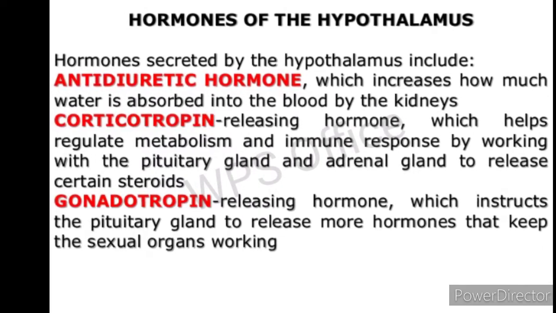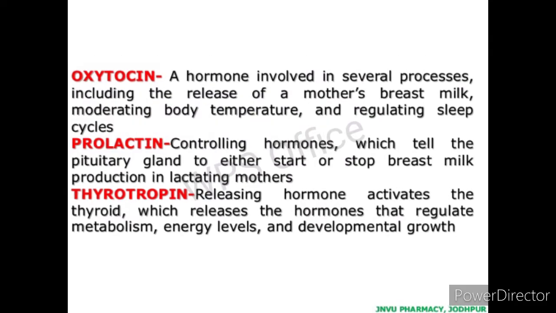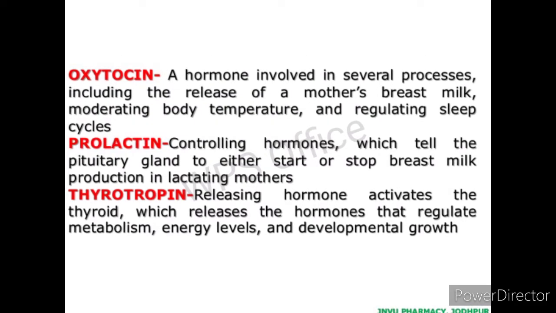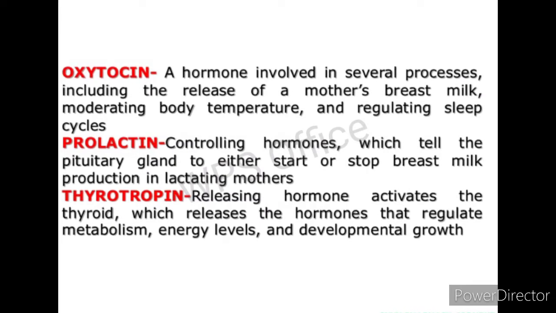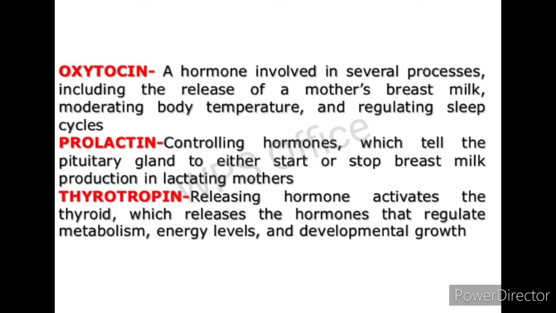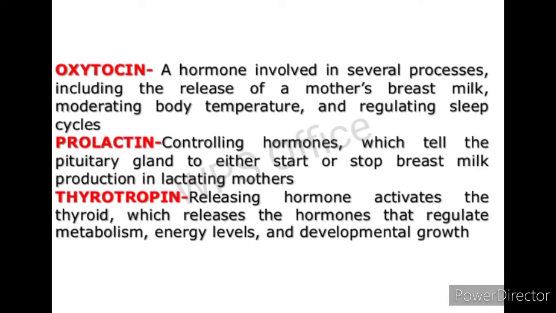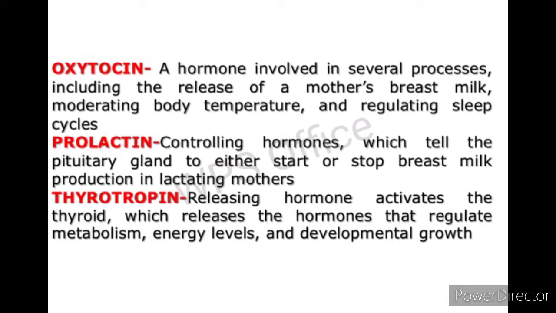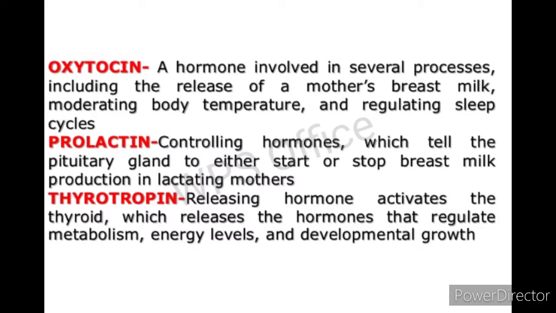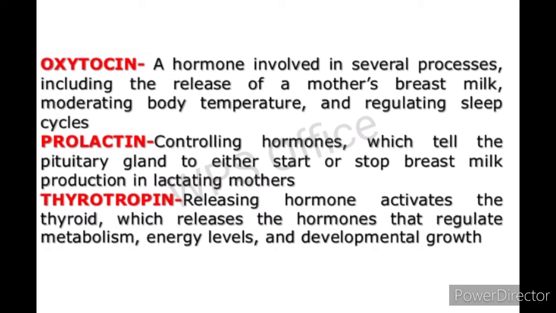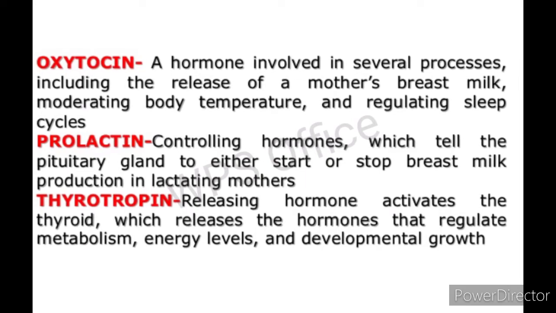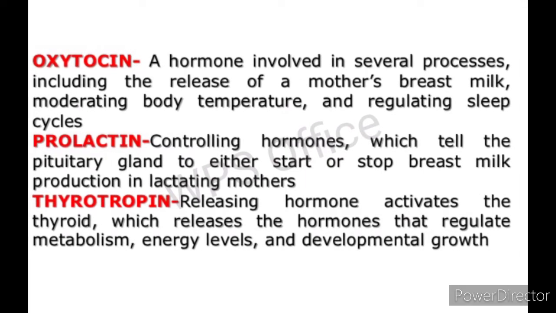Then gonadotrophin, these are the ones. Then oxytocin, which is involved in several processes, including the release of breast milk, then body temperature, regulating sleep cycles, etc. Prolactin also helps in the production of milk in lactating mothers. Then thyrotrophin, this will release the hormone that activates the thyroid.